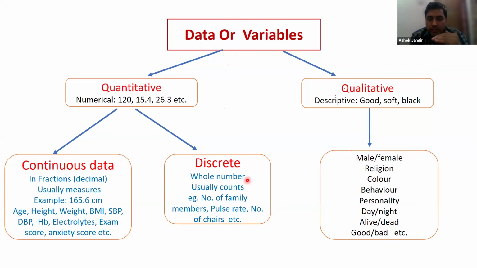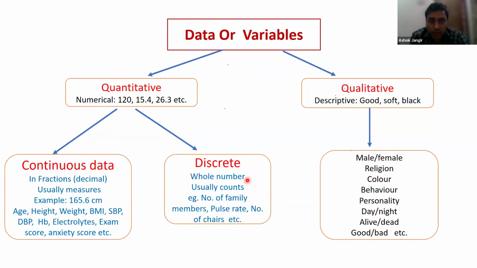It is quantitative data or qualitative data. Quantitative means numerical data, for example 120, 15.4, 26.3, etc. And qualitative gives a description of things, like good, soft, bleak. Okay, so you can see here. Then quantitative data is further divided into two categories, that is continuous data and discrete data.